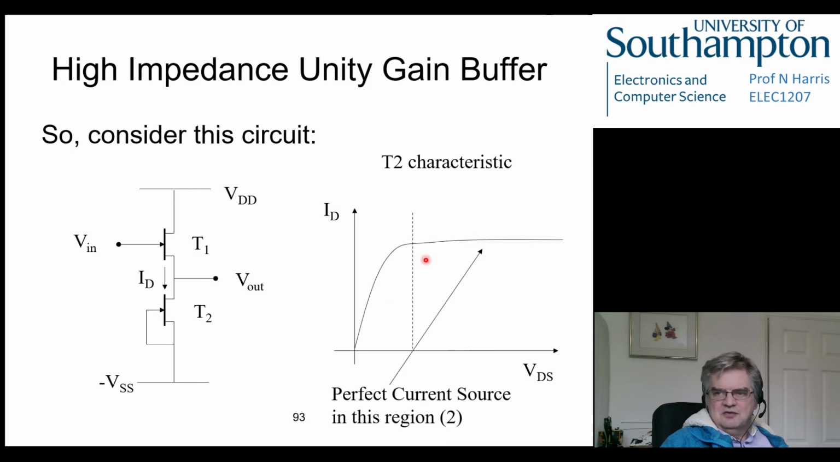So if we can make this resistance, or equivalent resistance here, a current source, the value of the resistance of that is 1 over the slope of this, which is infinite. So we've made a huge resistor, but only for AC.